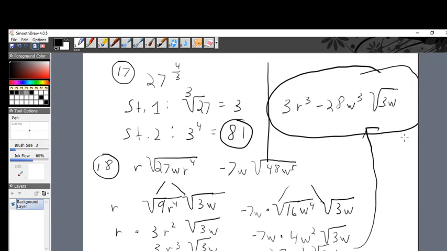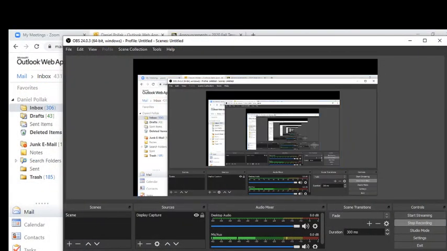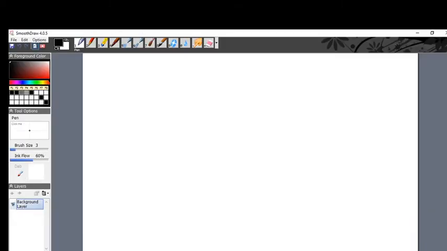Okay, whatever time we have left, let's go to another piece of paper. Another piece of paper. Here we go, and we might be able to do problem 19.